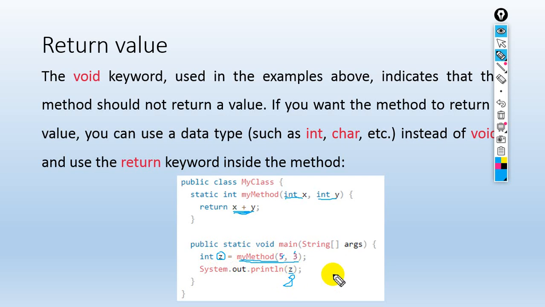Okay, how does it work? Again, look at this. Here we have a method, starting from here up to here. The name of the method is my method. It has two parameters, x and y, and the return type is int. Now when I call this method in the main method, it will pass two arguments, 5 to x and 3 to y. Then these two values will be added with each other.